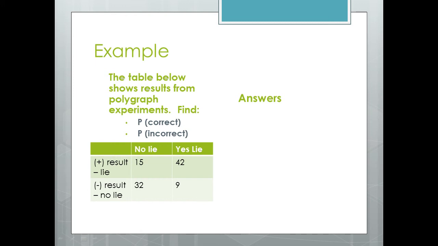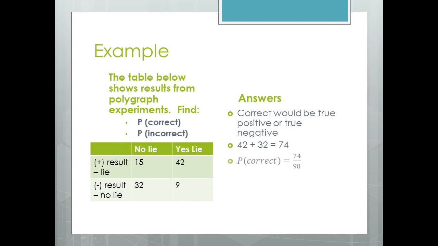So when we take a look at the probability of correct, what we have here, again, as we said, would be true positive or true negative. So therefore we have 42 plus the 32, which is 74, out of the total events that we had, which were 98. So the probability of a correct event is 74 out of 98. For incorrect, we can use the rule of complementary events. We could do 1 minus 74 over 98, which gives me 24 over 98.